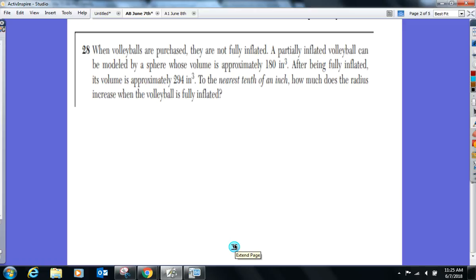Hey, fun fact before we start. When volleyballs are purchased, they are not fully inflated. There you go. There's your fun Regents fact for the day. Volleyballs, we're saying they're modeled by a sphere in case people are going to argue that. Partially inflated, their volume's 180 inches cubed. Fully inflated, 294 cubic inches. Tell me to the nearest tenth, how much does the radius increase?